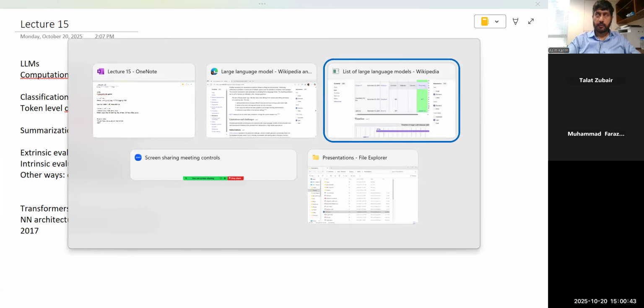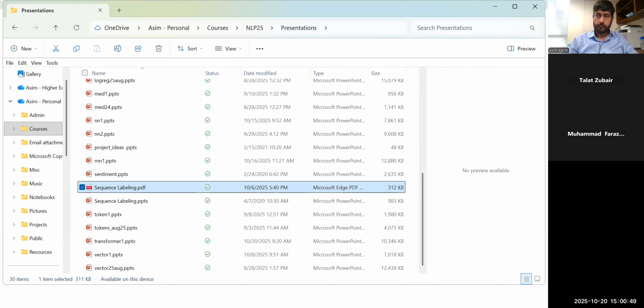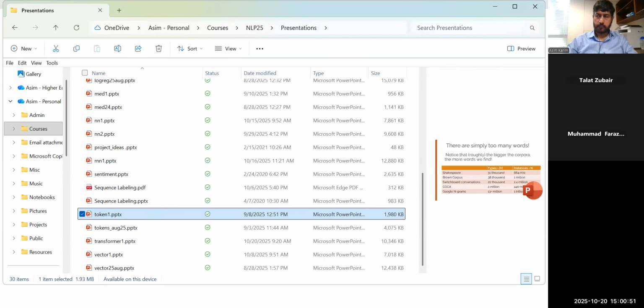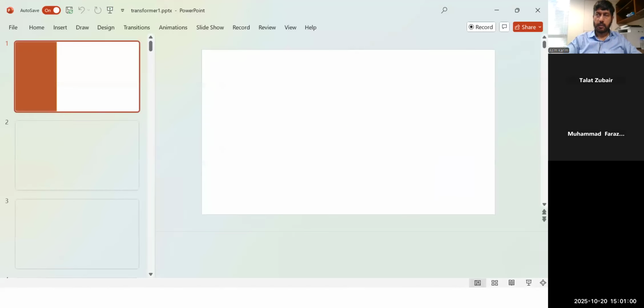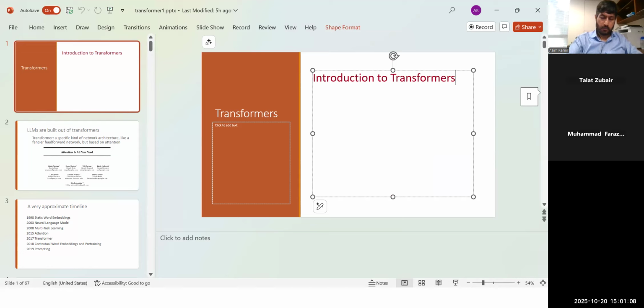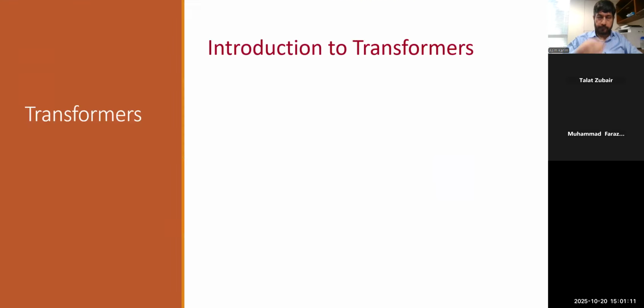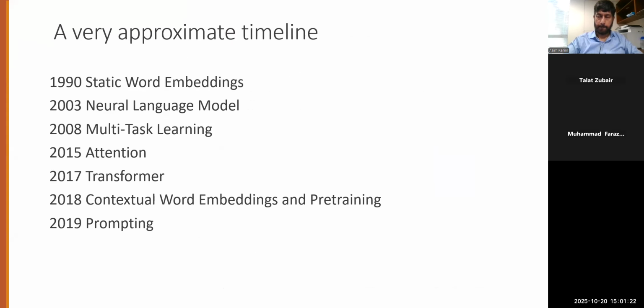So let me see. By the way, transformer is chapter 8 of your textbook. अभी लार्ज लैंग्वेज मॉडल जो हमने पिछले देखा था वो चैप्टर 7. So we already know large language models today are built out of transformers. Okay.